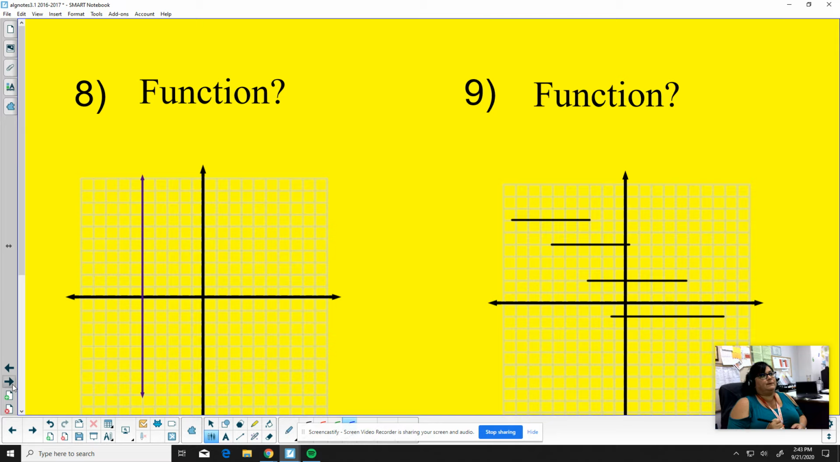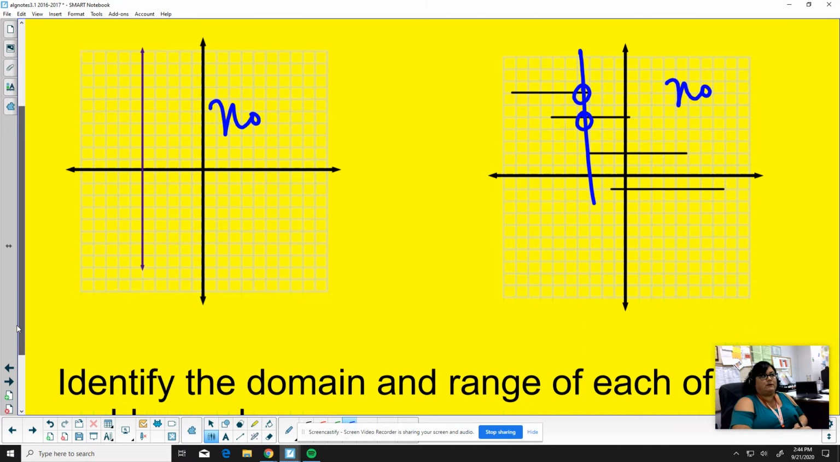We already did that. Okay, is this a function? No, it's not. Because if I draw a straight line down it, it hits it infinitely. Is this a function? Well, when I draw a straight line or a vertical line, it hits it twice. So no, that's not a function either.